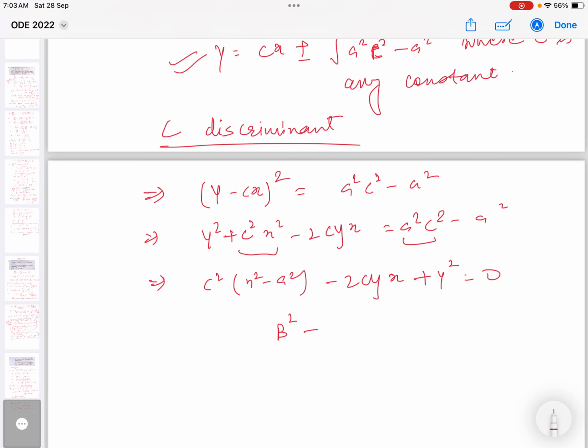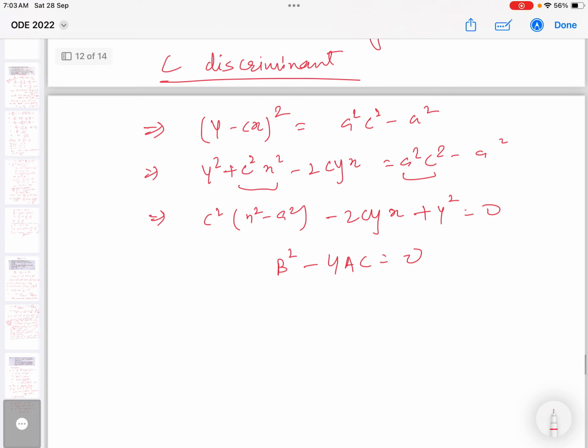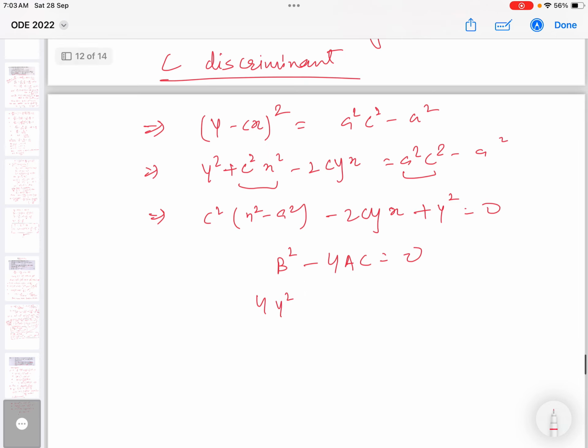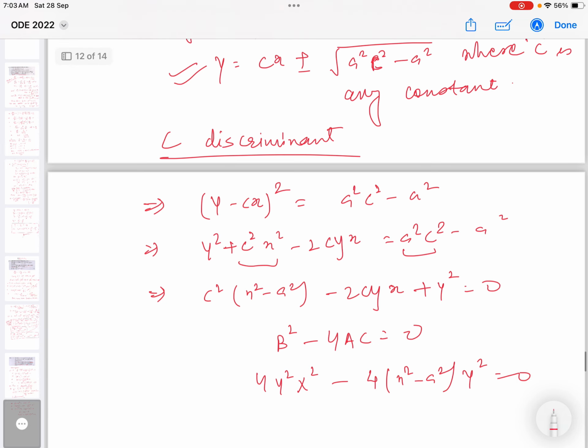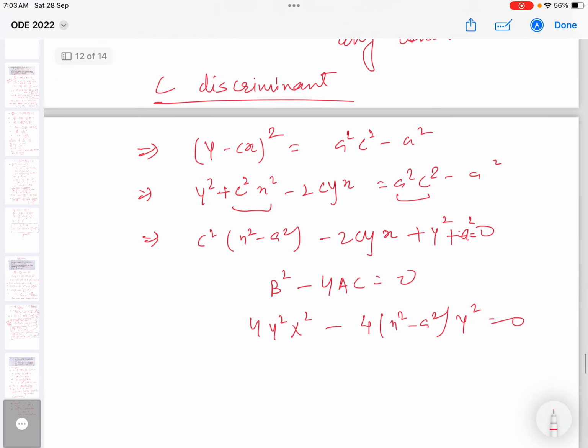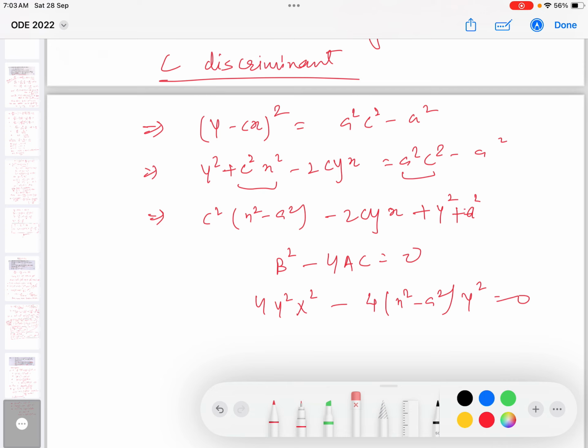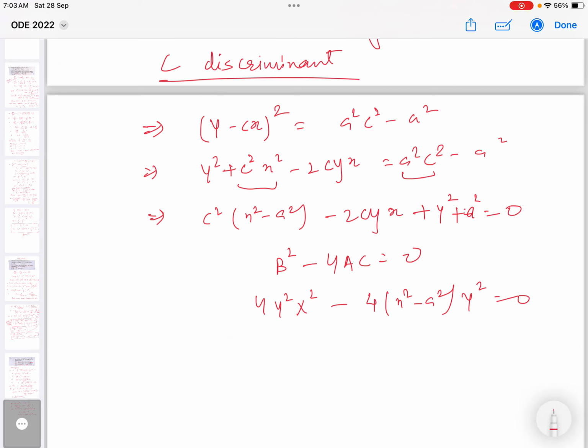Now the discriminant is b square minus 4ac. Here b would be minus 2yx, a would be x square minus a square, and c would be y square minus a square. Are we correct now? Yes, there will be a square terms also.